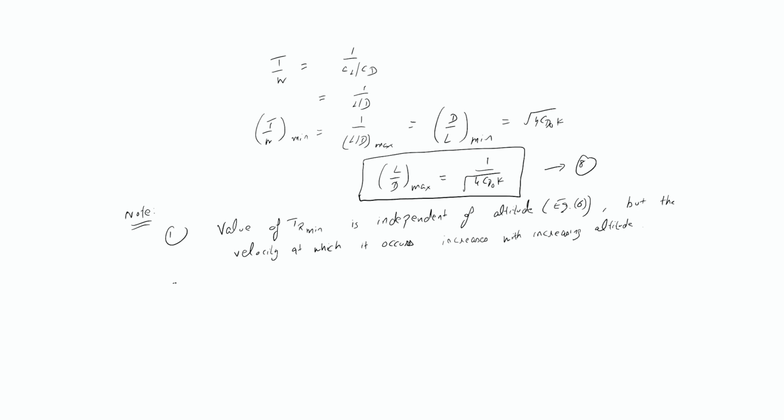Alright, second point is K equals to, as we know, 1 by pi E AR. So higher aspect ratio means lower K, and your L by D will increase. So L by D increases. The whole idea here is to see how we can increase this L by D max.